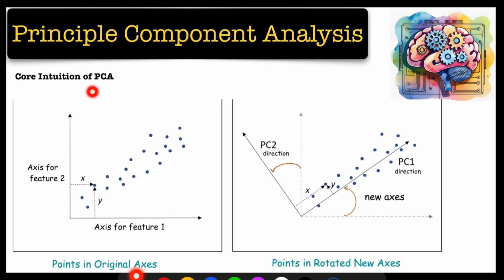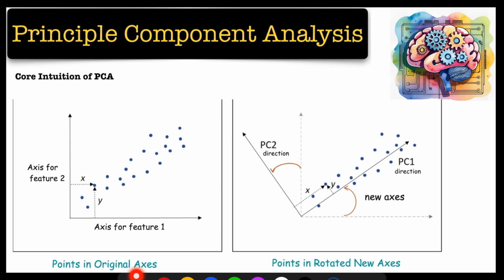Next is the core intuition behind PCA. So here we have a few 2-dimensional points. I have taken 2 dimensions for simplicity. So we have the x-axis and y-axis. The x-axis is for feature 1, and this axis is for feature 2.